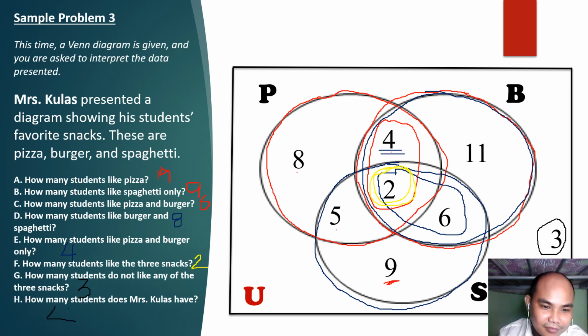Correct me if I'm wrong. Maybe I made a mistake. And 48 is the number of students that Mrs. Kulas had. And that is our word problem for Venn diagram.